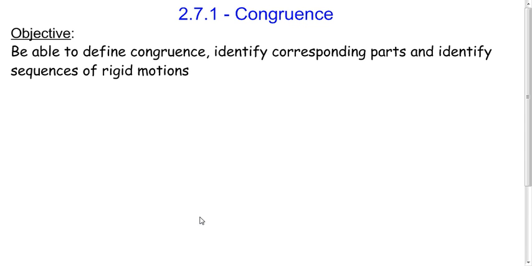Hello class. In this lesson we're going to learn about congruence, corresponding parts, and sequences of rigid motions. Before we go on, I'd like you to think of a definition for the word congruent. So what does that term mean to you? And we'll talk about it together.